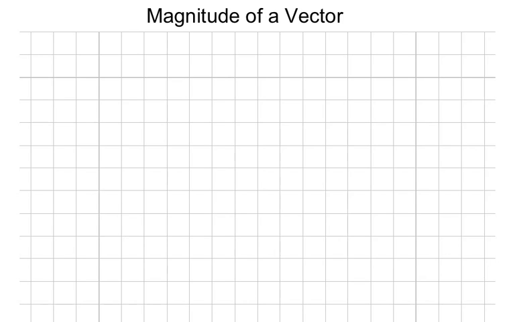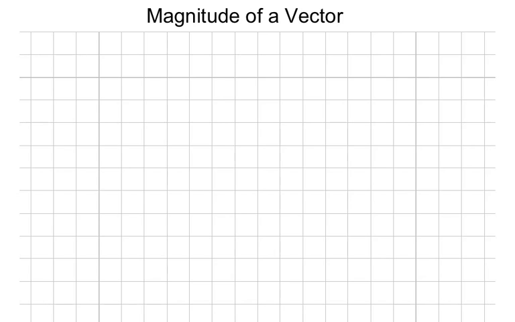In this video, we're going to look at the magnitude of a vector and how to find it. Specifically, how to find the magnitude of a vector from a column vector. Now, we all know that a vector has a magnitude and a direction. And when we represent a vector as a line segment, the magnitude is just the length of that line segment.